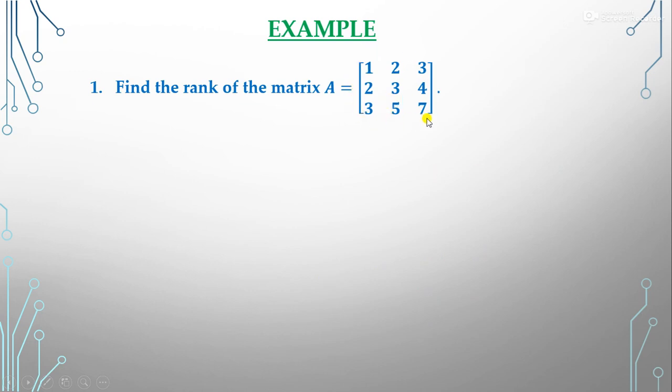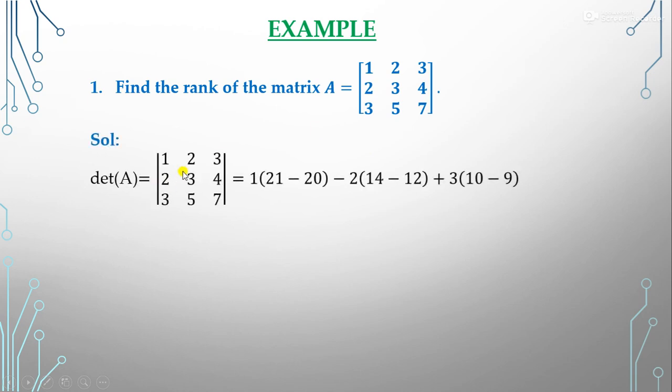So if you have this type of matrix and you have to find the rank of this matrix, first of all you check the determinant of this matrix. You know how to calculate the determinant. So first you identify the determinant, and when we calculate it by expansion with respect to the first row, we get this type of determinant, and we see that this is equal to 0.